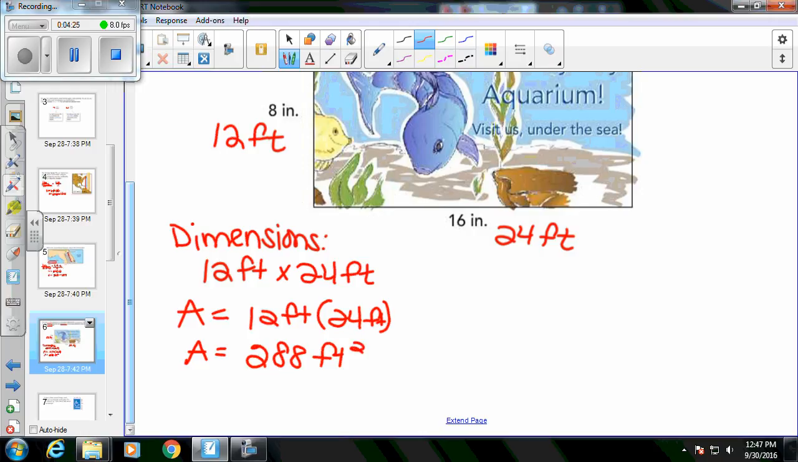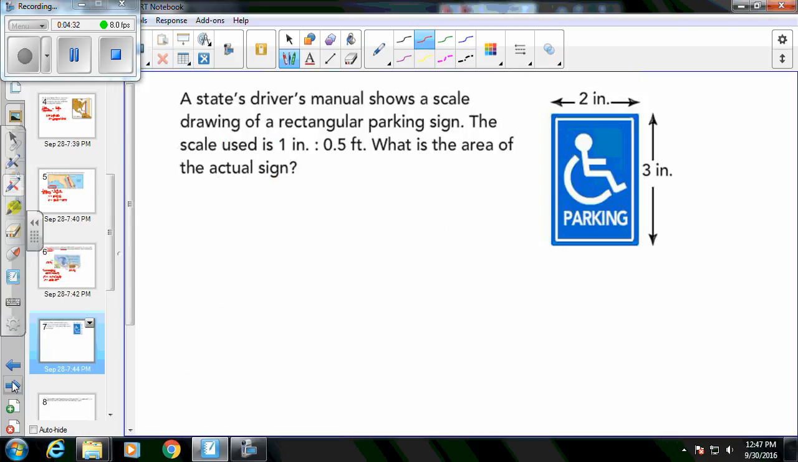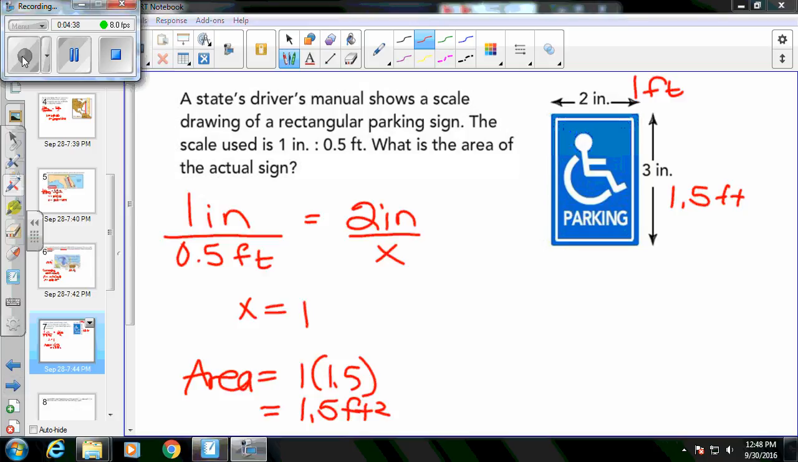Please make sure you have your units. We need those units. Okay, try the next one for me and see how you do. I'm hoping that when you did that, you found the first side here to be 1 foot. And because 1 inch represented half a foot, 3 inches would represent 1.5 feet. In the area, length times width, 1 times 1.5 gives me 1.5 feet squared.